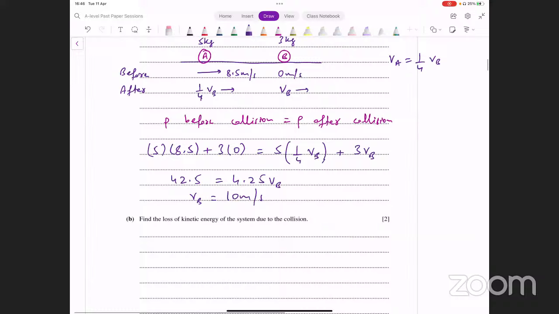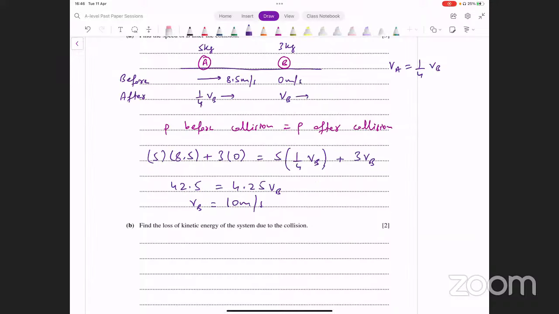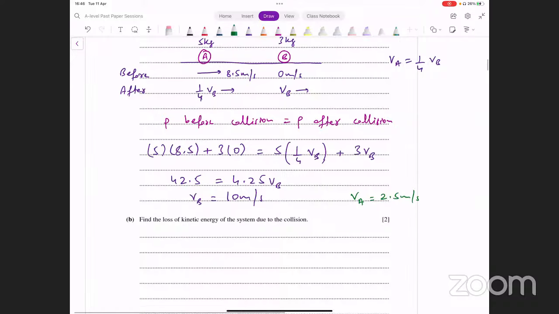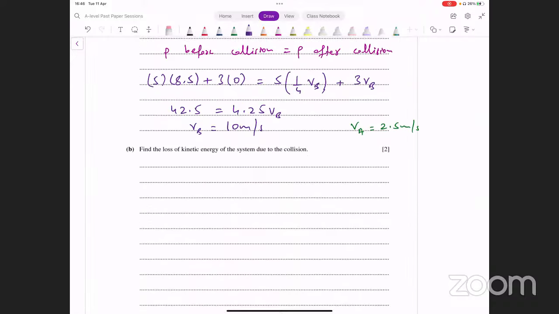Initially, we know the speeds of both of the objects. We know the speeds after a collision now as well, because we have the speed of B after collision. What about speed of A? Speed of A is going to be 1/4 of this. That means 1 over 4 into 10, and that gives us 2.5 meters per second. That is the speed of A after collision. Let's find the kinetic energy before collision. The total kinetic energy before collision.